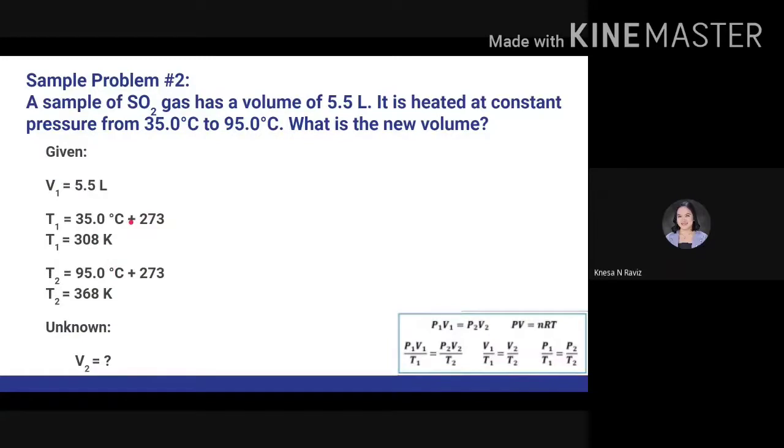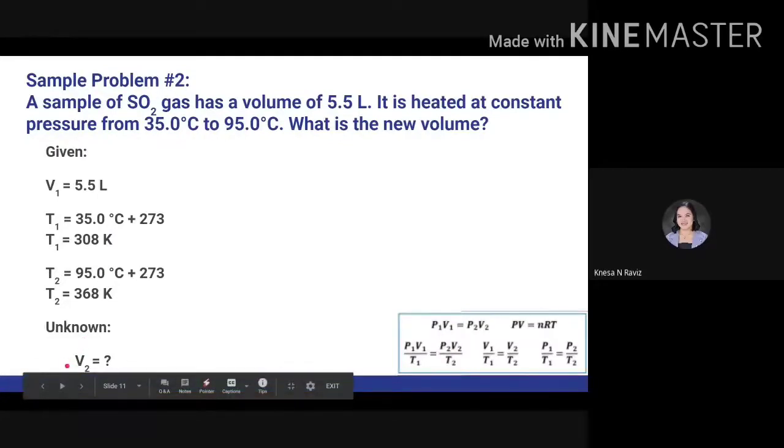Remember that for temperature calculations, we would always have to convert it into Kelvin. So here are the new values for T sub 1, 308 Kelvin, and for T sub 2, 368 Kelvin. We are looking for the final volume.